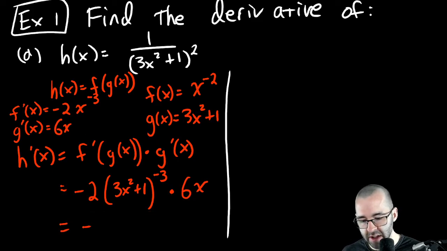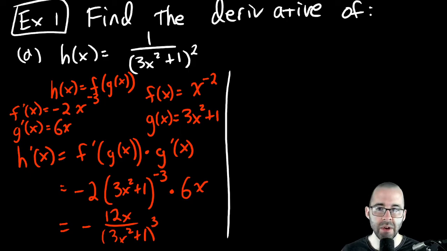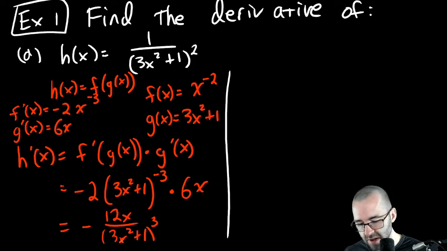So if we simplify this all out, this should be negative 12x times 3x squared plus 1 cubed, just using that negative exponent. And this is all you can do here. That is our derivative.